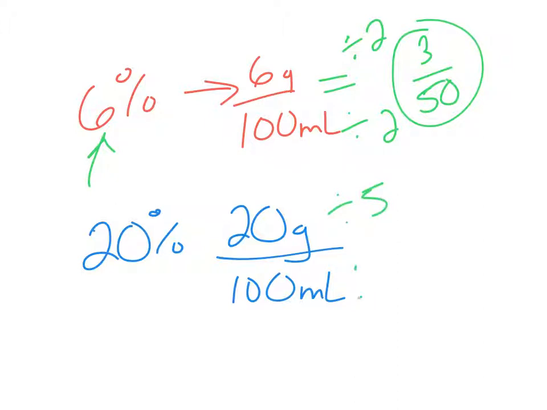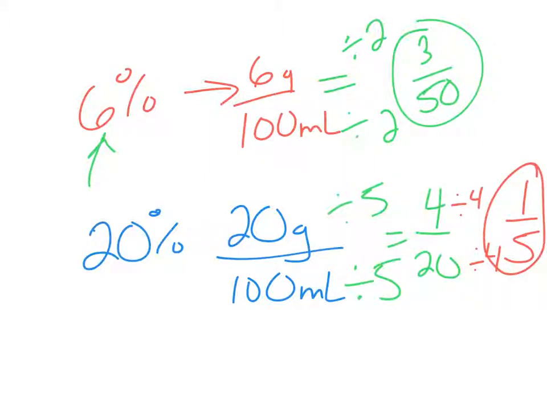We can go ahead and take a look at what that would be if we divided them both by 5. Well, 20 divided by 5 gives me 4. 100 divided by 5 gives me 20. But looking at this now, it looks like I can take that a step further because I can divide those both by 4. And I end up getting a 1:5 ratio on that. So 1:5 solution is what that would reduce to.